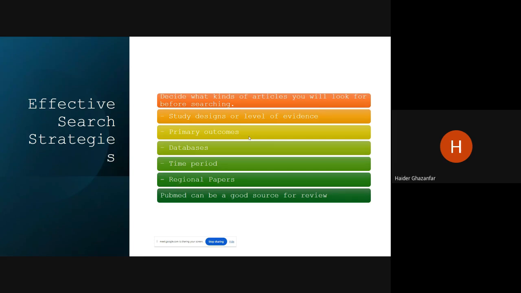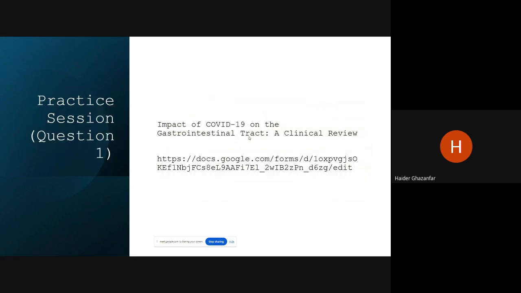Then regional papers are also important. For example, if you're trying to write a paper which will have impact on people in Pakistan, then you should also incorporate regional papers in your review, and mention them in your article. And like I said, PubMed can be a good source for review.